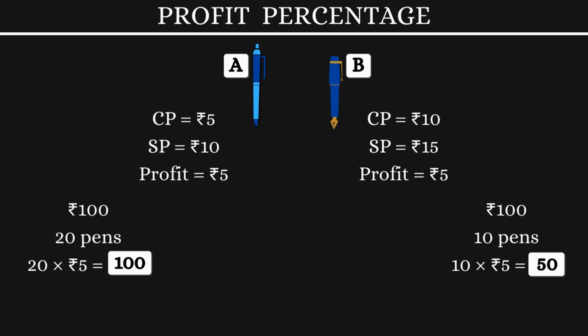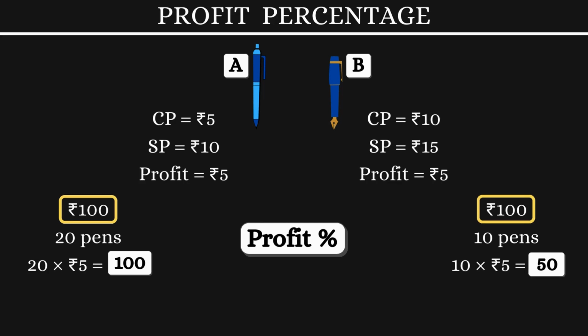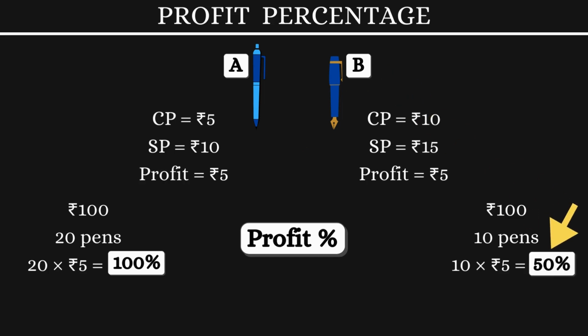This value becomes our profit percentage for every 100 rupees. So in the first case, the profit percent is 100%. And in the second set of pens, the profit percentage is 50%. Now, let's say the cost price of this pen was 7 rupees. In that case, we would not get a round figure for the number of pens. Therefore, we have a formula to find out the profit percentage.